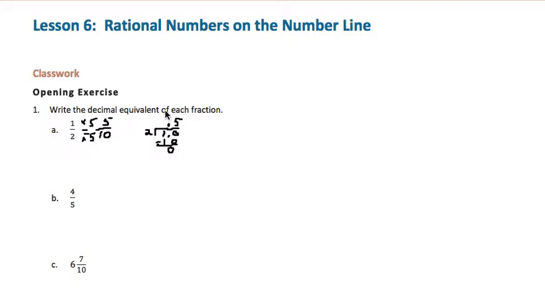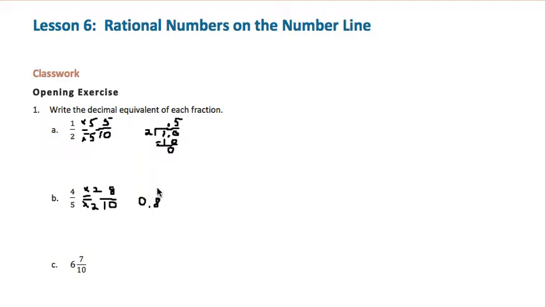Let's try it again with 4/5. This time, let's make an equivalent fraction first. 5 does go into 10, so the denominator we'll be looking for is 10. And 5 times 2 equals 10, so we'll have to multiply by the same number in the numerator, and 4 times 2 is 8. And 8/10 looks like that.